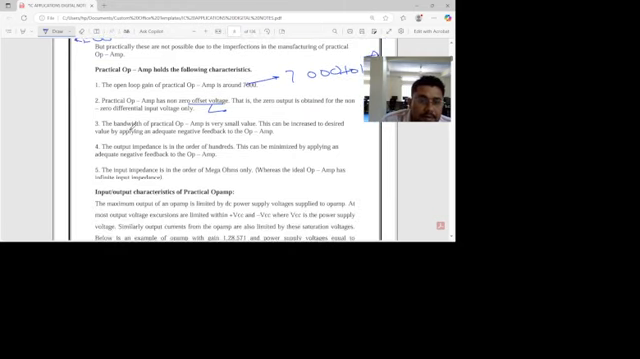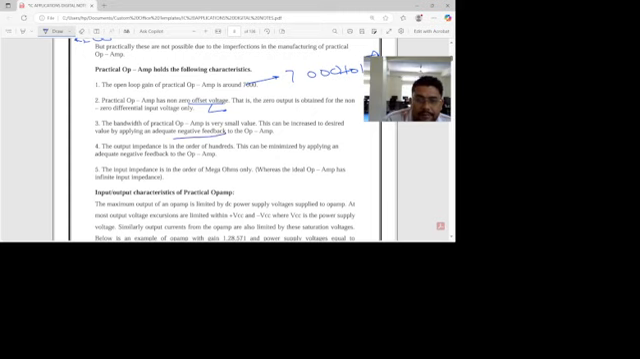Next, bandwidth. The bandwidth of a practical op amp is very small because the gain is very high, because we know the gain into bandwidth product for any operational amplifier is constant. So if the gain is approximately 7,000 to 10,000, the bandwidth of the practical amplifier will be very small. This can be increased to a desired value by applying adequate negative feedback. Whenever we apply negative feedback to an op amp, it reduces the gain. We have already discussed this in previous classes.